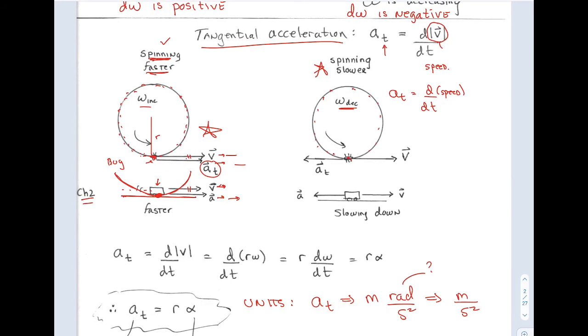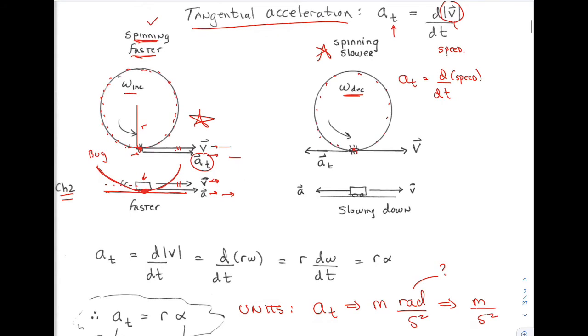And if I take a snapshot of the bug at that point, it's headed to the right, so velocity points to the right, but the bug that had a little speedometer on it is slowing down, so the speed is decreasing. So the bug at that point looks exactly like the car from chapter 2. Car's headed to the right, velocity to the right, but it's putting on the brakes. So the speed is decreasing, so the acceleration points backwards.